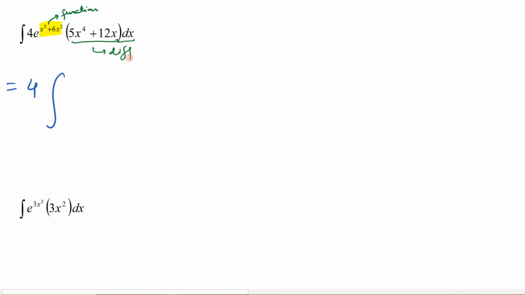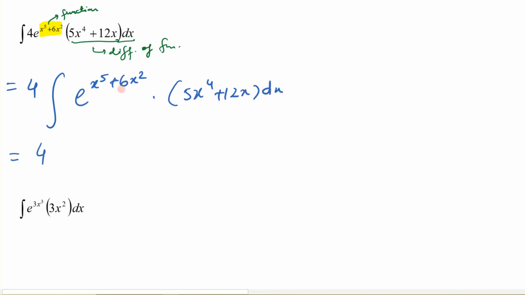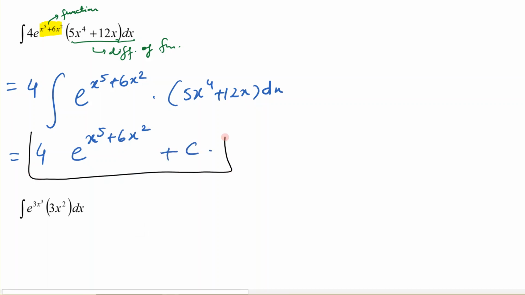So this is our differential of the function. So it means we can simply write this as e raised to power x^5 plus 6x squared times 5x raised to power 4 plus 12x dx. So we have e raised to power a function, and the differential of the function. So the answer should be e raised to power the function itself plus C. So that is our required solution of this problem because we recognize this form.